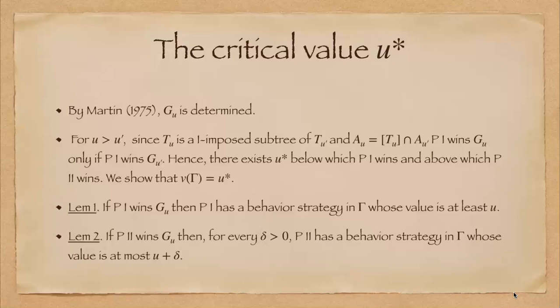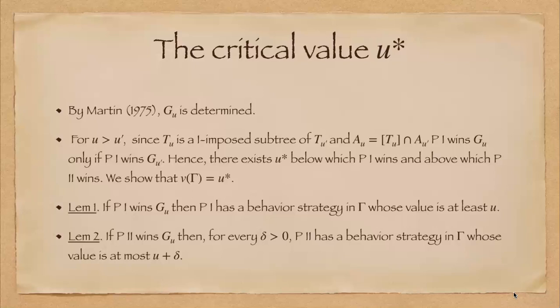Formally, if u is larger than u', A_u is the set of all plays in T_u intersection with A_u'. Essentially what this means is that if player 1 had a winning strategy in G_u, then player 1 has a winning strategy in G_u' as well, because you only allow player 1 more strategies. And therefore there exists a critical u*, such that above u*, player 2 wins, and below u*, player 1 wins.